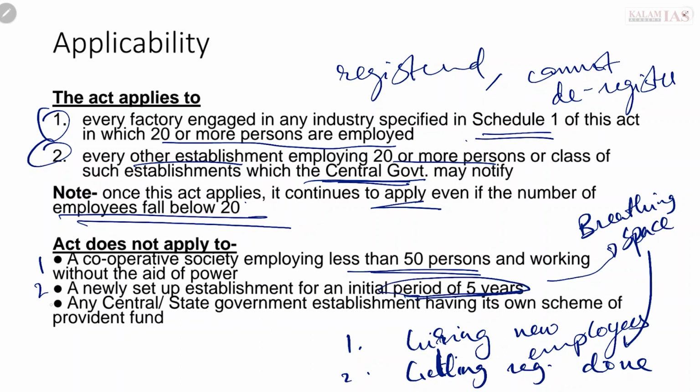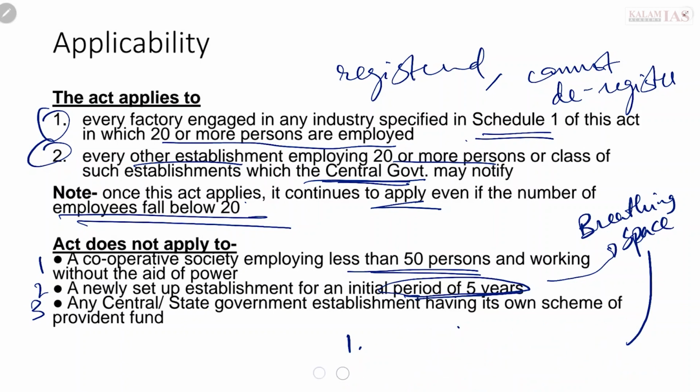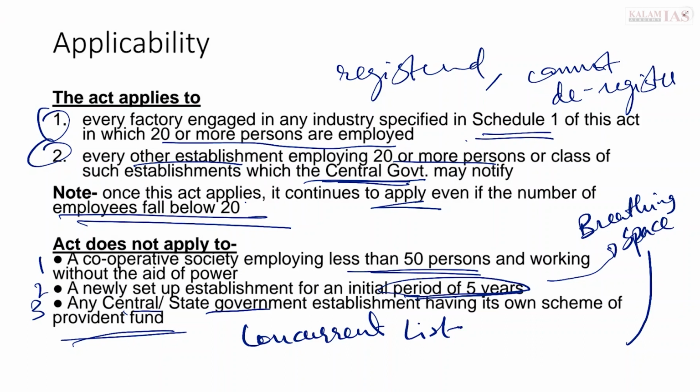And thirdly, any central or state government establishment having its own scheme of provident fund. Okay, please remember the concept of provident fund we had discussed was in the concurrent list. So, therefore, central and state government can have separate schemes of provident fund as well for their employees. So this is the applicability as well as the exceptions to the applicability of the EPFMP Act.